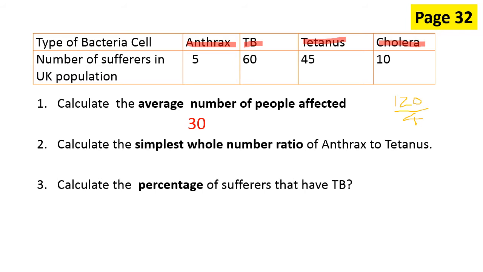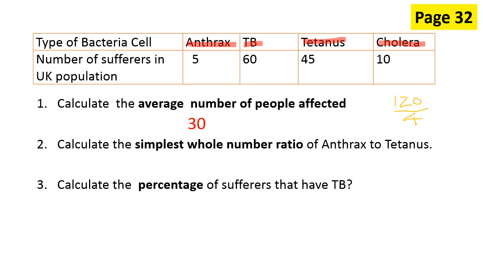Question 2 is calculating the simplest whole number ratio. A whole number ratio is something that is a whole number. We can't use decimal points. It couldn't be 30.5 or 42.7. It would have to be 30 or 47 or something, just a simple whole number without a decimal point. Ratios are anything where we're comparing one to another.